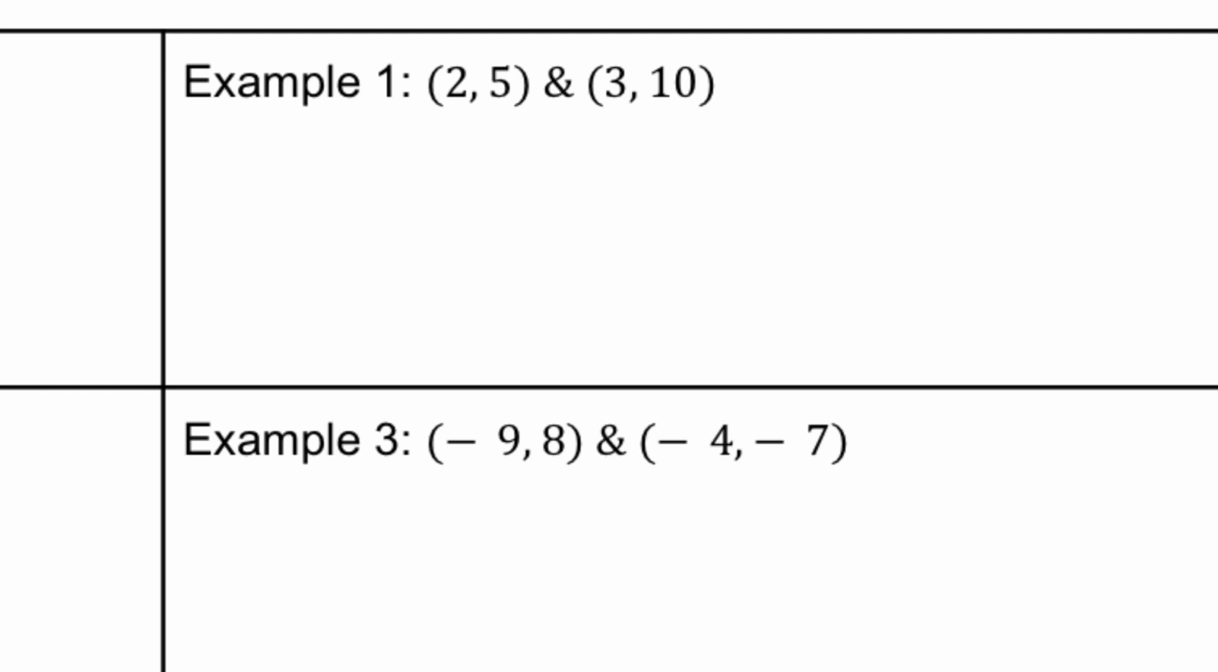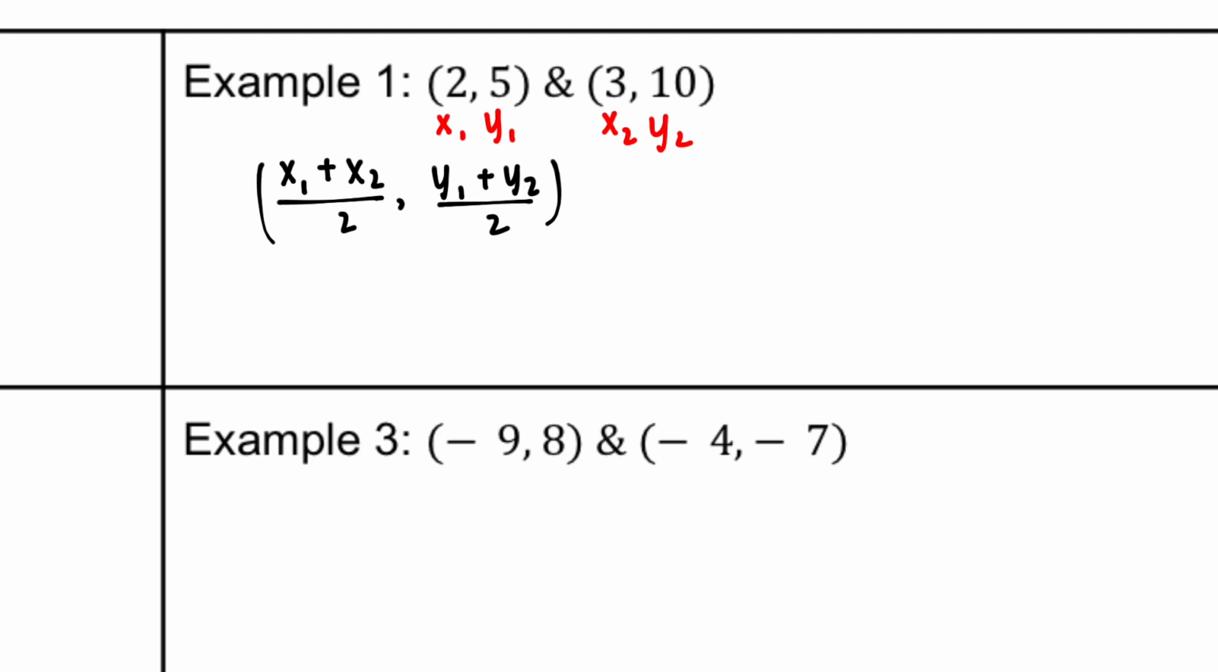Looking at example 1, we're going to go ahead and label. So I have (2, 5). I'm going to label it as x1, y1. And (3, 10) is going to be x2, y2. I have rewritten the formula again so you can see where I'm plugging stuff in. I'm going to take x1 first, which I've labeled as 2, plus my x2, which I've labeled as 3, over 2, comma, my y1, which is 5, plus my y2, which is 10, over 2. So these are the 2 ways that I have the numbers plugged in.